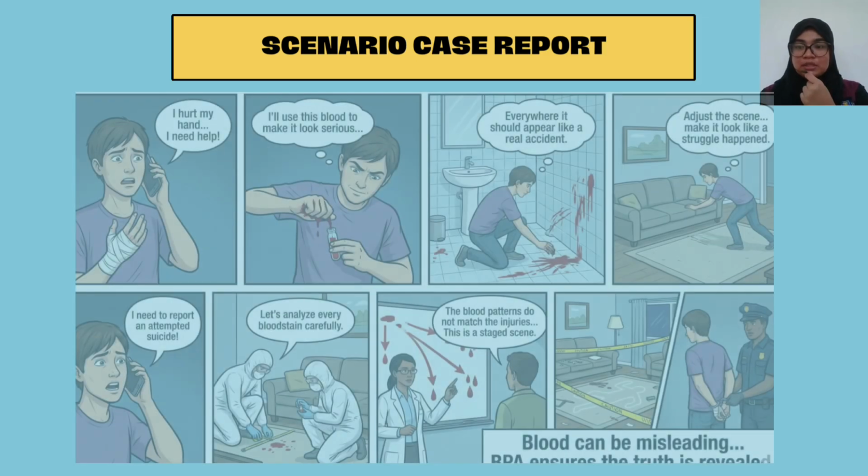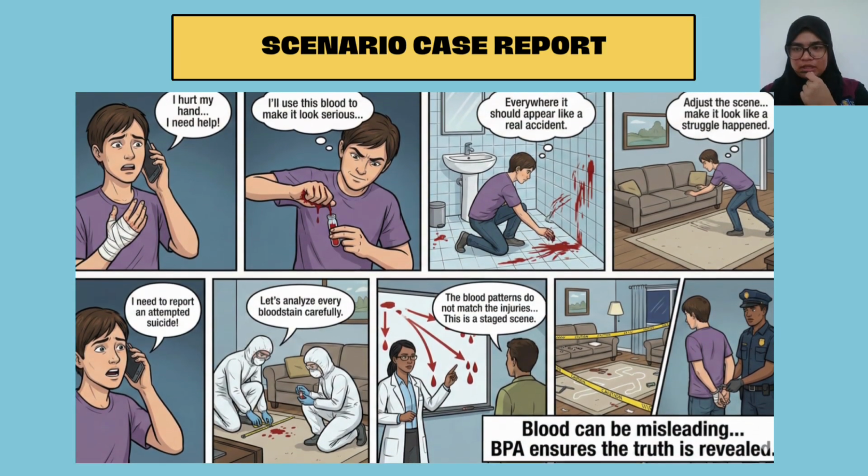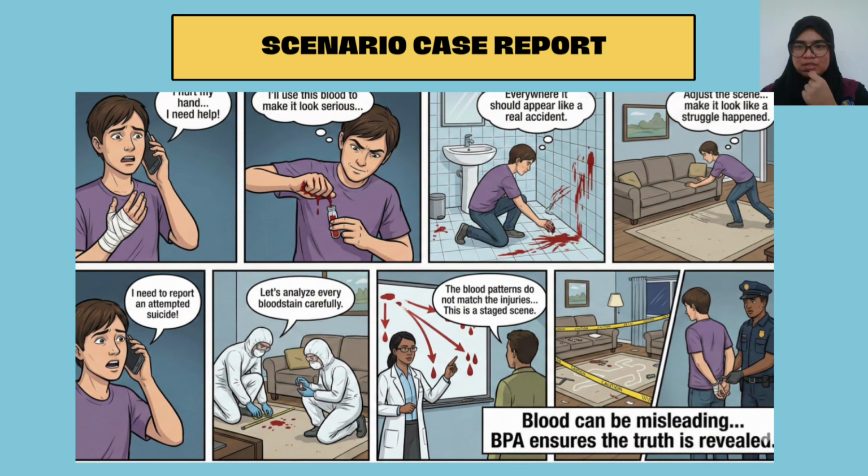In this case, the male subject reported a minor injury in his hand and claimed it was an attempted suicide. However, when the forensic team arrived, they found a large amount of blood spread across multiple rooms in the house, such as the living room, corridor, and bedrooms. Initial observations suggest inconsistency between the small superficial wound and the large volume and distribution of blood, raising a suspicion that the scene might have been staged.